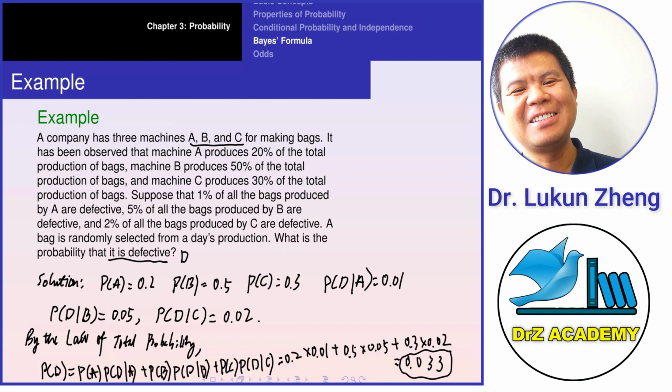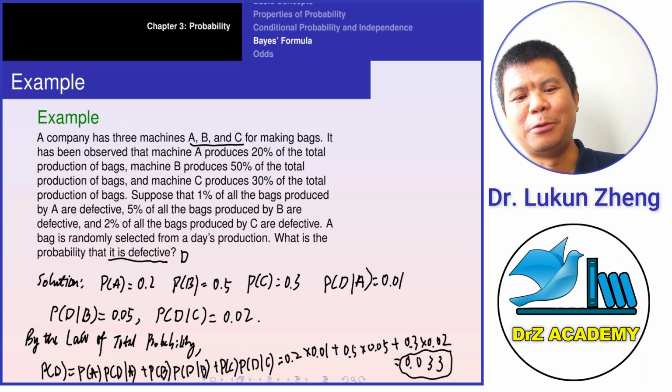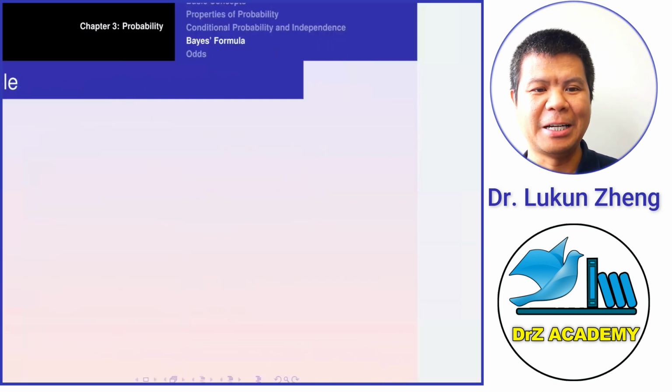So you see in this example that A, B, C forms a partition. Therefore, for any event D, we can use the law of total probability to solve this type of question. Very good. Now let's consider another example.